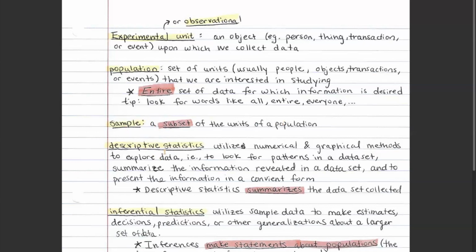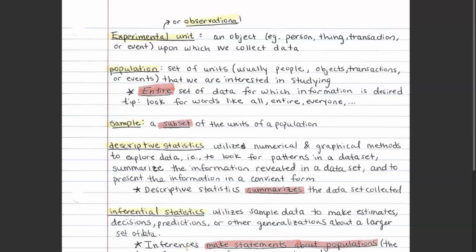And then we have descriptive statistics, which utilizes numerical and graphical methods to explore data. For example, to look for patterns in a data set, summarize the information revealed in a data set, and present the information in a convenient form. Descriptive statistics summarizes the data set collected, whereas inferential statistics utilizes sample data to make estimates, decisions, predictions, or other generalizations about a larger set of data.